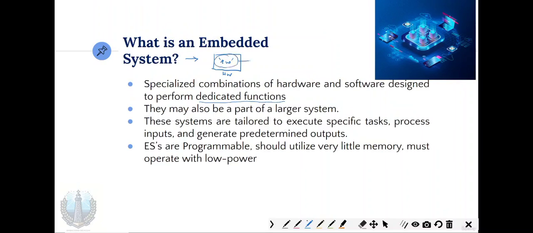So these are entirely programmable. Which means you can alter the characteristics or alter the functionality, or you can alter the need, or you can do some alteration with respect to the functionality. That's what we mean by programmable. And ideally it should utilize very little memory and should operate with a low power.